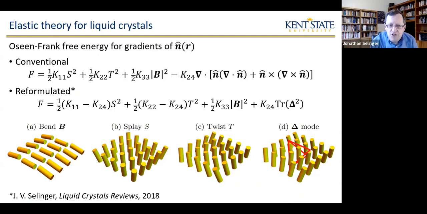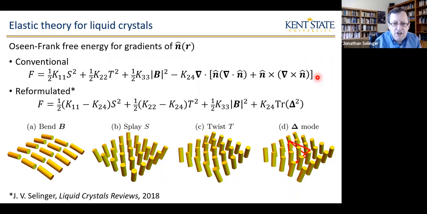You know that the Oseen-Frank free energy tells us the free energy cost of gradients in the director field. It is conventionally written like this, with terms associated with splay, twist, and bend, and this additional saddle splay term.